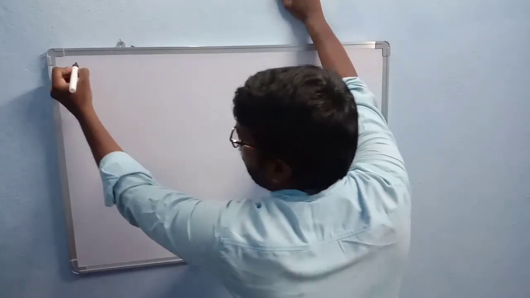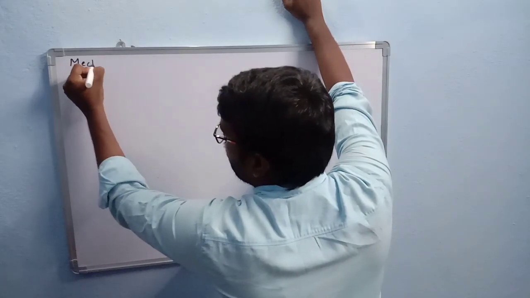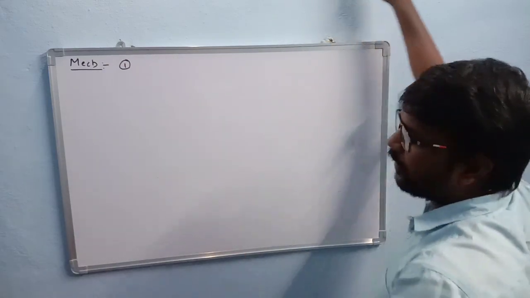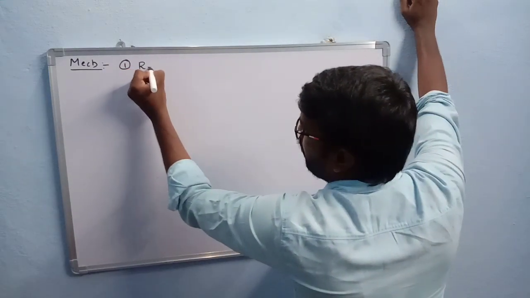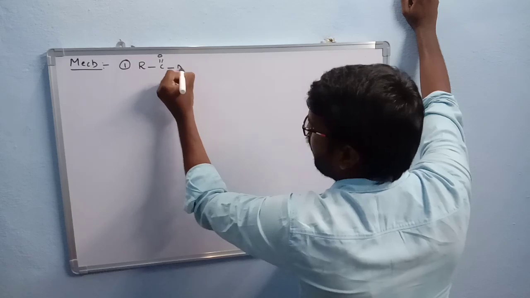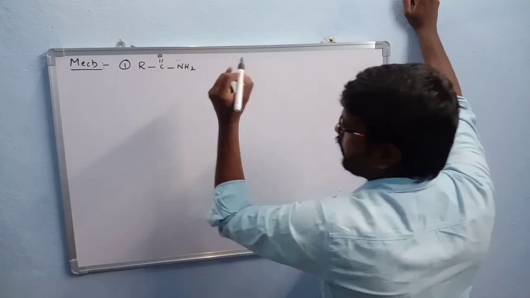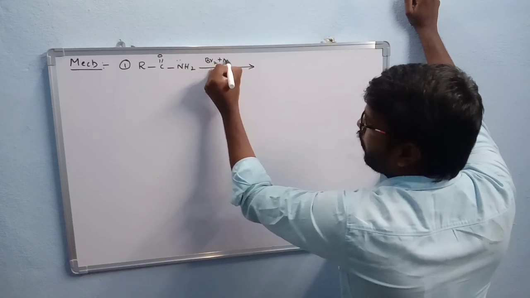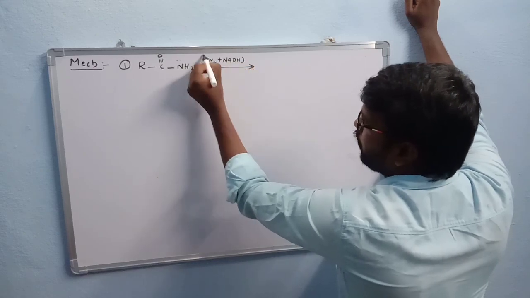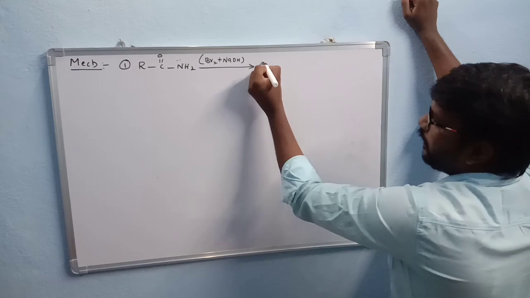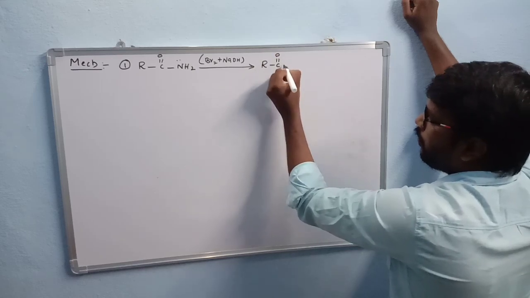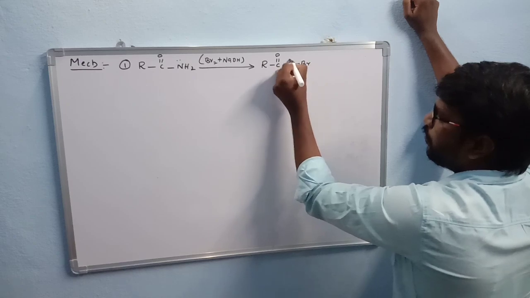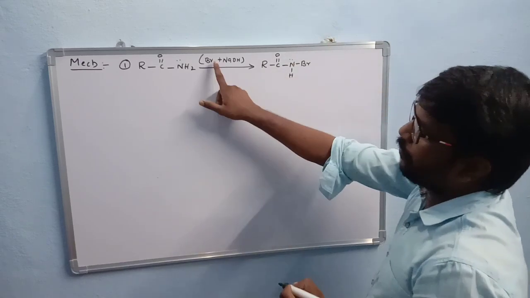You see, all of you. In the mechanism, the following steps take place. In the first step we take an amide, C double bond O NH2. It reacts with 1 mole of Br2 and 1 mole of base. Here the product we get is RC double bond O NH, and in place of one hydrogen, bromine is substituted.